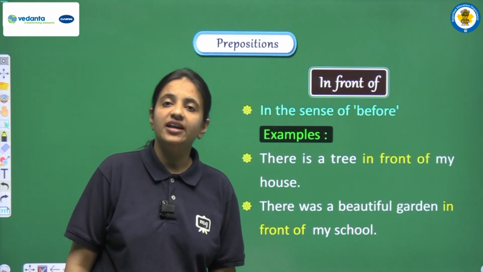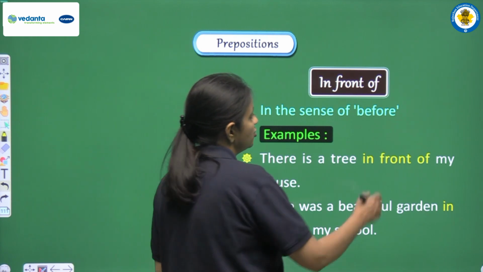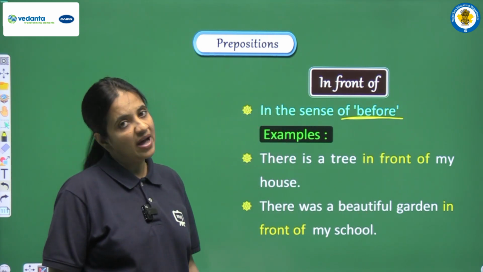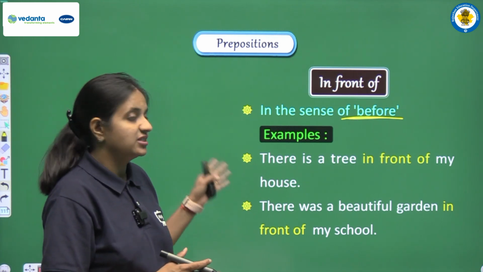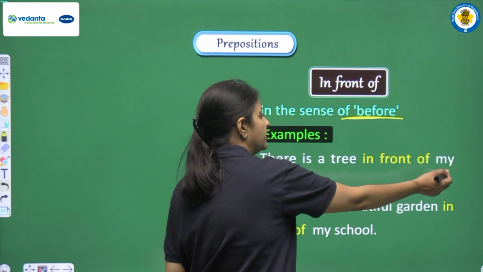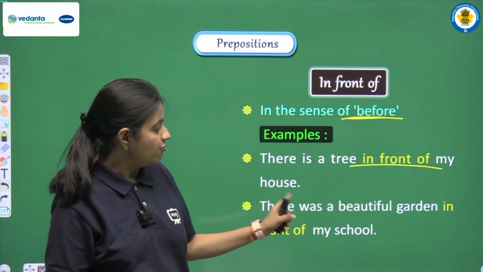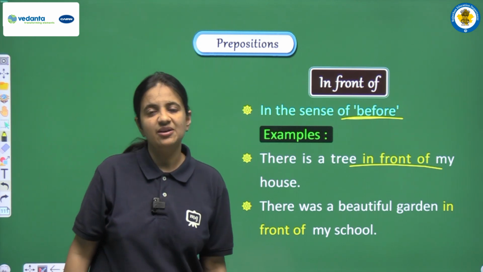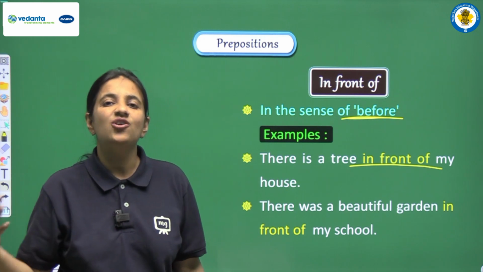Next, we are having in front of. So, let's see. It is used to have the sense of before. Let's see the examples. There is a tree in front of my house. So, we are saying that, you know, before my house, there was a tree. So, yes, in front of has the meaning of before. Similarly, there was a beautiful garden in front of my school. Again, we are having the meaning of before. So, yes, in this manner, we can use in front of.